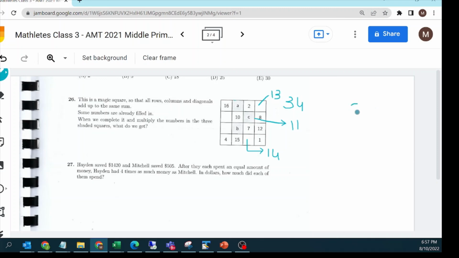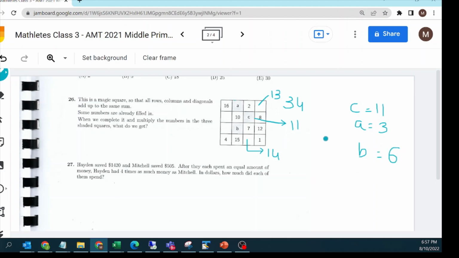Now that you know C is 11, with the help of this missing number 13 that you just calculated, you can easily calculate the value of the next cell. That would be 13 plus 2, 15 plus 16 would be 31, right? With that, A would be 34 minus 31 is 3. Now that you know the value of A, you can easily find out the value of B, right? So 3 plus 10, 13 plus 15 is going to be 28, and that would mean B equals 34 minus 28 equals 6.